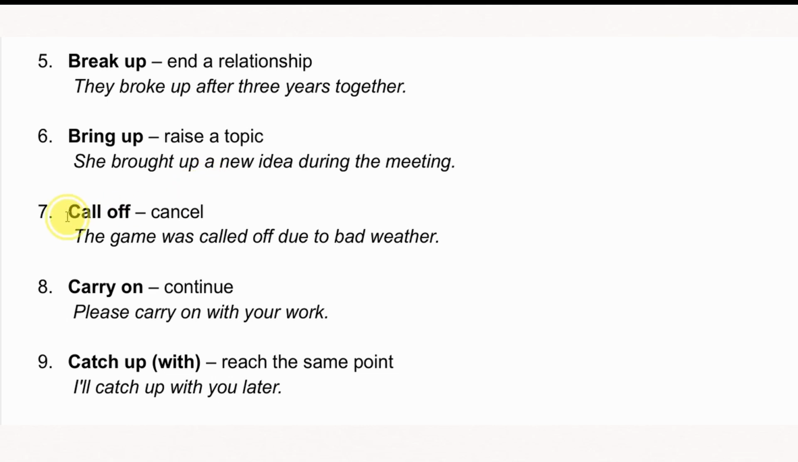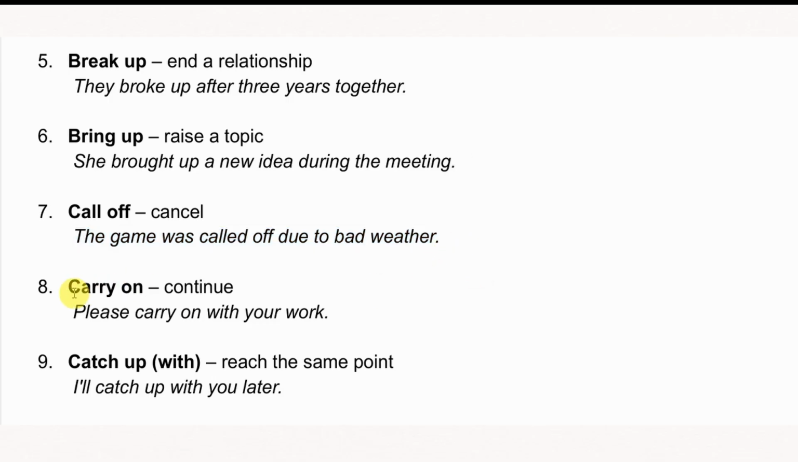7. Call off. To call off, this means to cancel. The game was called off due to bad weather. Means the game was cancelled because of the bad weather. So call off means to cancel. The director called off the meeting, it is another example.